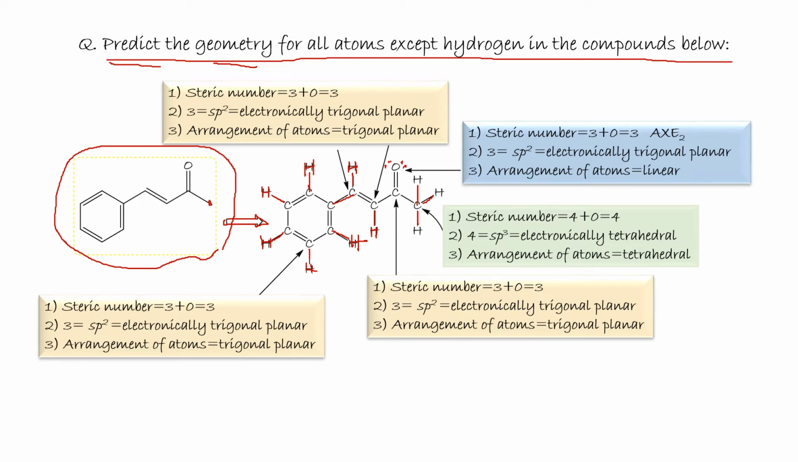Now what is the steric number of the aromatic carbons? We will find 3 sigma bonds, 1, 2, 3 sigma bonds, no lone pair. So the total steric number is 3. The hybridization will be sp2. Electronically trigonal planar, arrangement of atoms will be trigonal planar.